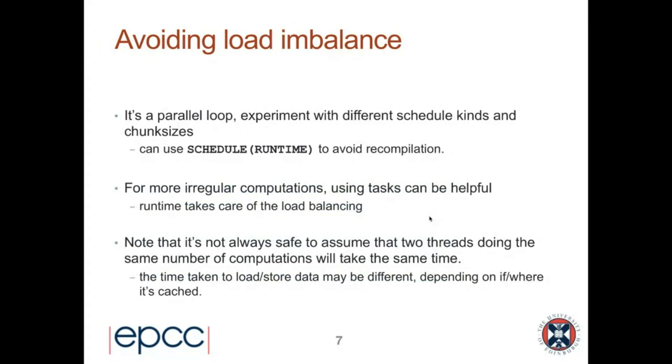So what can we do to avoid load imbalance like this? Well, if it's a parallel loop, then we can experiment with the different schedule kinds and chunk sizes. There's a convenience mechanism here where we can use schedule(runtime) to avoid recompilation. If you specify schedule(runtime) on a parallel loop, then you can set the schedule and the chunk size through the environment variable OMP_SCHEDULE. That allows you a way of experimenting, so you can script your experiments without having to recompile your code.